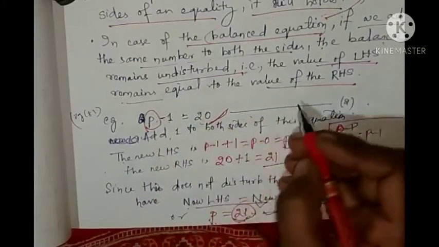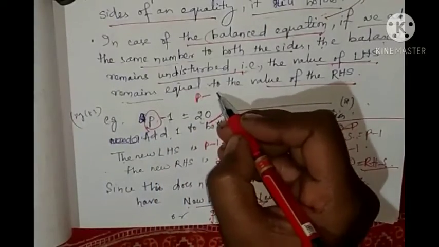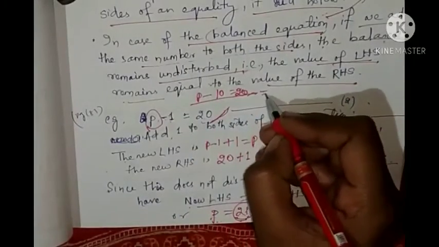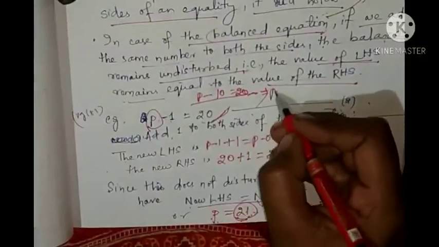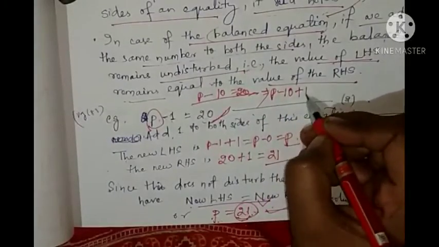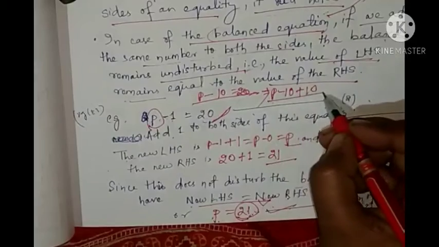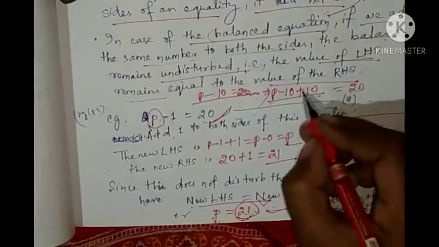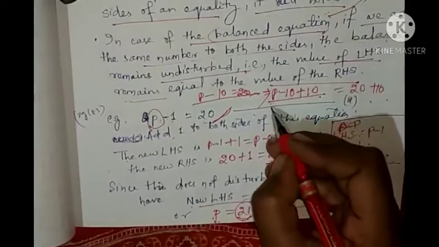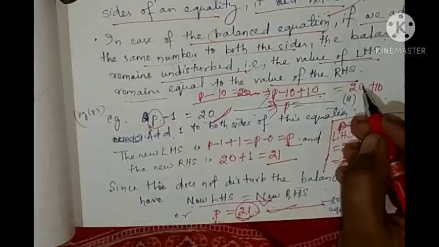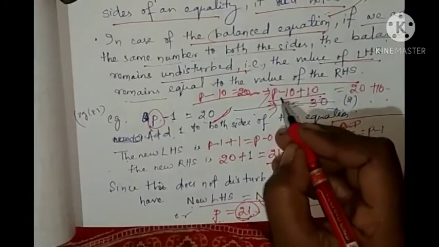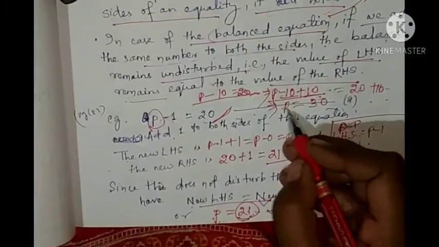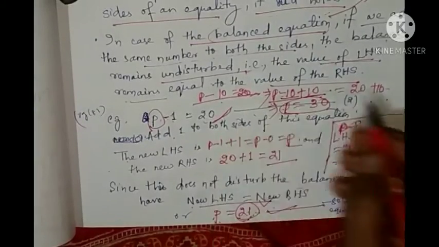If P minus 10 equal to 20 is given, then you can add 10 to both sides: P minus 10 plus 10 on the left side and 20 plus 10 on the right side. So what you will get? P equal to 20 plus 10, 30, because minus 10 plus 10 will be cancelled. Okay, so P equal to 30, and like this you can get the solution.